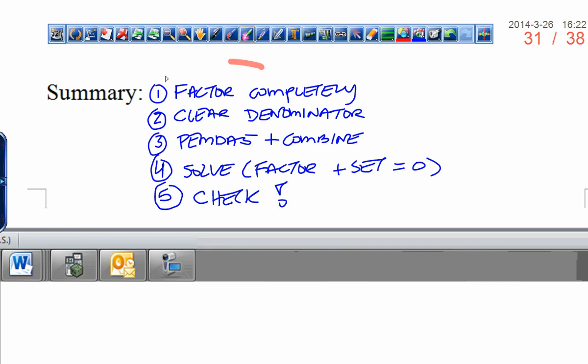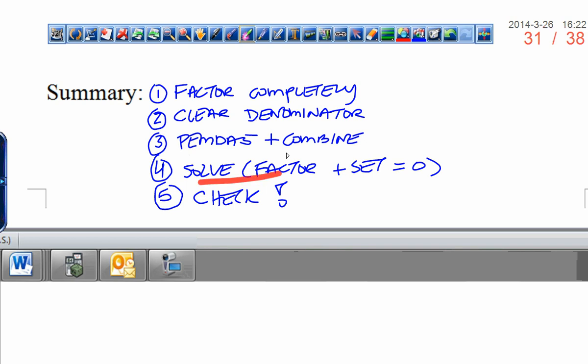The first thing, we need to factor completely. So we're factoring numerators, factoring denominators, all that stuff. Just a good default thing to do all the time. The second thing, clearing the denominator. I'll talk more about that here in a little bit. The next thing, we're going to be doing PEMDAS and combining like terms. Sometimes that means you're going to have to do a FOIL or a box method. Sometimes that means we're going to have to move stuff and play around with it. But for the most part, it's pretty straightforward.